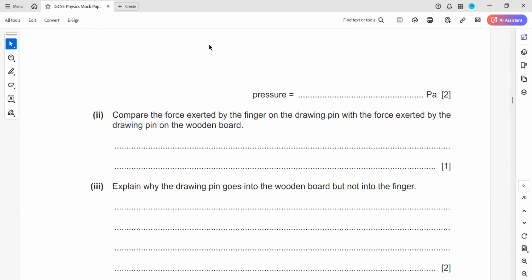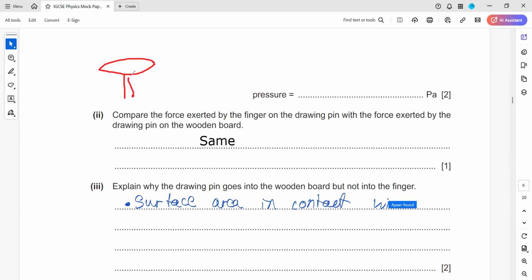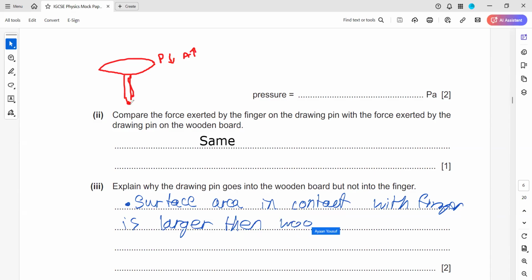So compare the force exerted by the finger on the drawing pin with the force exerted by the pin. So it should be the same. And explain why the drawing pin goes into the wooden board but not into a finger. So you will mention here the area in contact: the surface area which is in contact with the finger is large. Because it has a large surface area in contact, the pressure will be less. But the pin on the wooden board has a small area in contact, so it will apply a large pressure. That's why the pin goes into the wooden board.